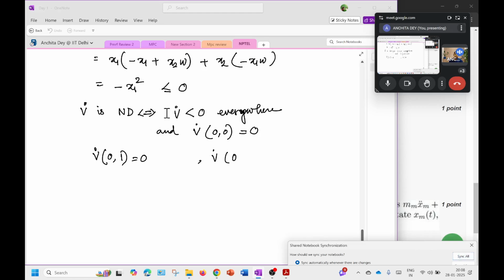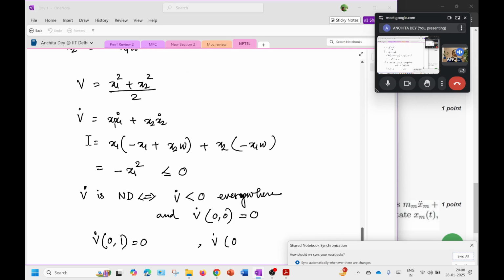Simple. So basically, it is not that for any other value of x1, x2, only at 0 comma 0 it should be 0. Elsewhere, everywhere else it should be less than 0. So that means this is not true, right? Because V dot of 0 comma 1 is also 0, which should not be the case. It should be less than 0. Therefore V dot is a negative semi-definite function.